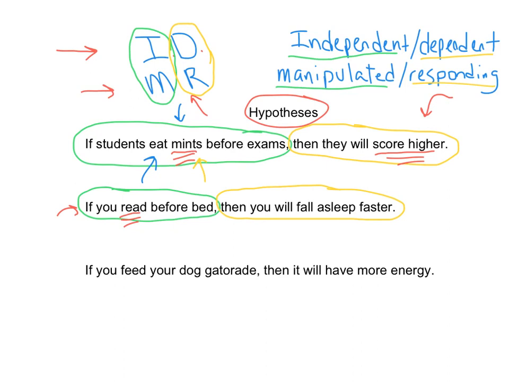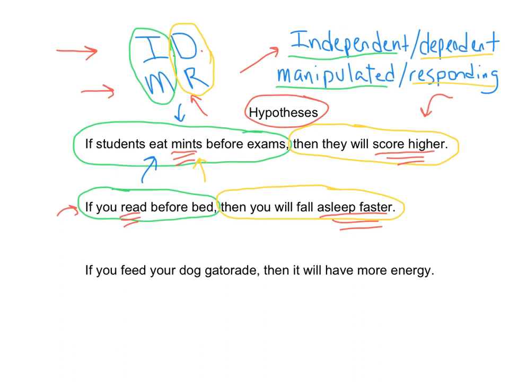That's right. Hopefully you said it's how fast do you fall asleep? That is what we are going to measure. We're going to see how long it takes you to fall asleep. So reading, that's what we're testing. That's the independent / manipulated variable. How fast you fall asleep, that's the dependent / responding variable.